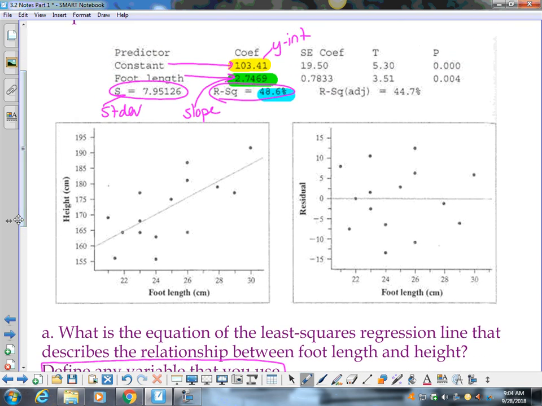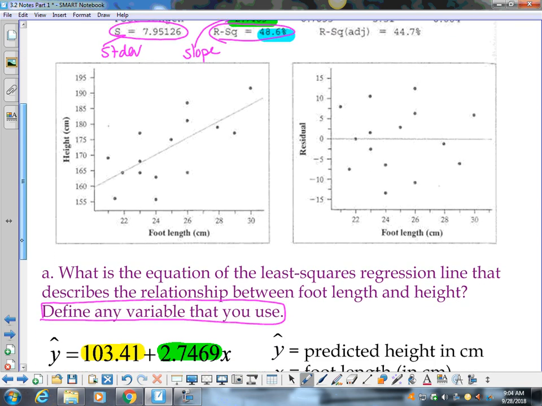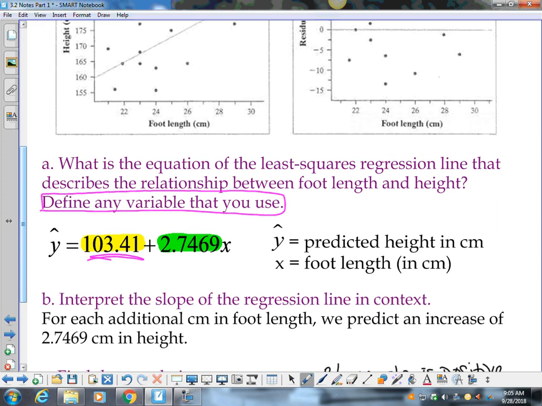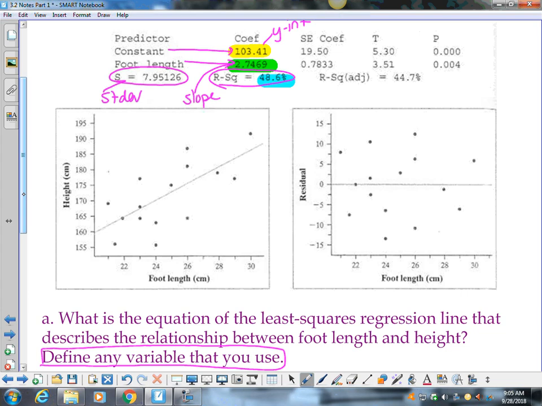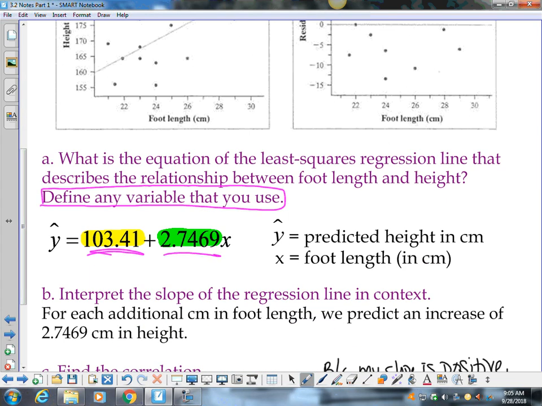So my 103.41 that's highlighted yellow, there's my 103.41. There's my y-intercept. And then if I look at my slope that's highlighted in green, 2.7469, there's my 2.7469. And he gets the X because he's the slope. Don't forget your Y has to have a hat on it. And don't forget to define your variables. Y hat, have to have this word, predicted height in centimeters, and X is your foot length in centimeters.